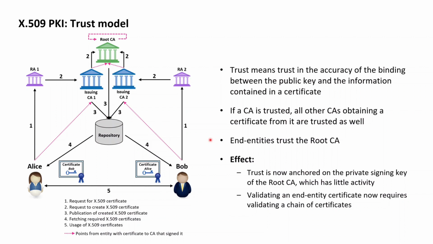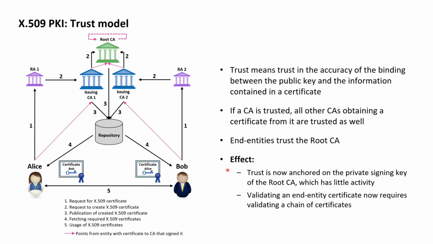How cool is that? The effect all of this now has is that all of the trust in an X.509 PKI is now anchored on the private signing key of the root CA, which has very little activity as it's only used to sign a small handful of issuing CAs.